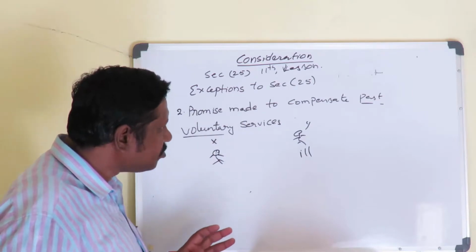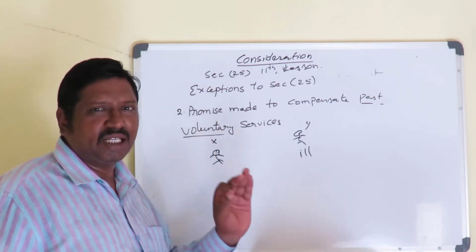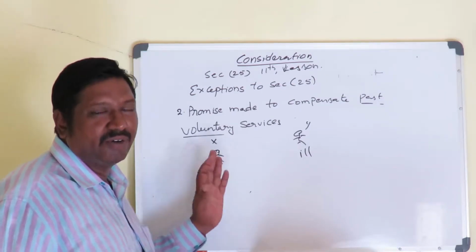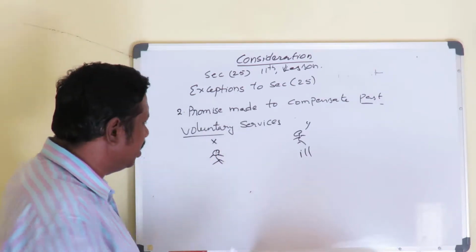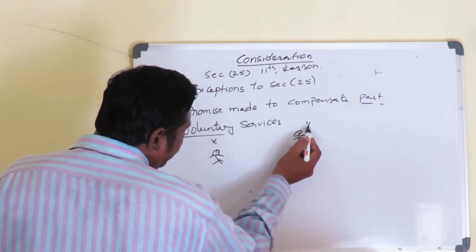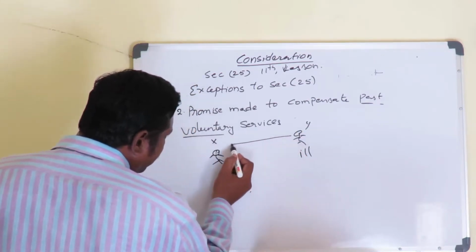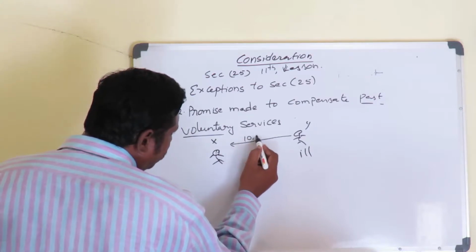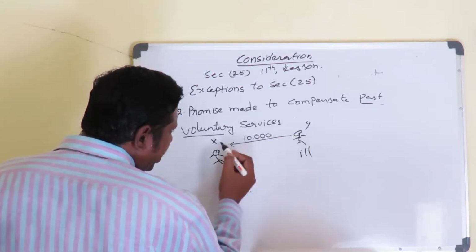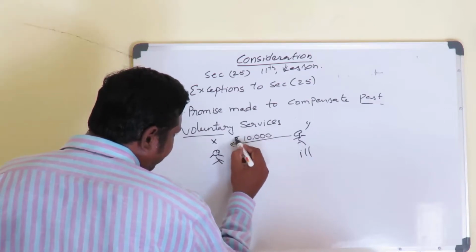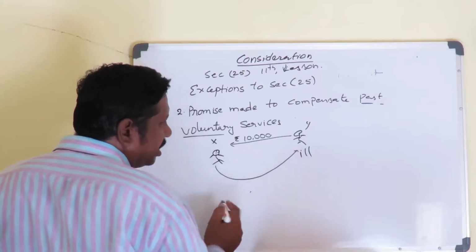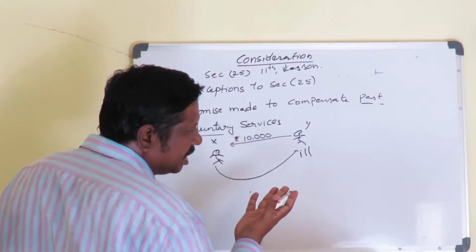Now, let me examine whether the promise made by Y to pay 10,000 rupees is valid or not. First of all, what is the promise made by Y to X? Y promised to give 10,000 rupees to Mr. X. What is the consideration from Y to X? 10,000 rupees, money. What is the consideration in turn to Mr. Y? There is no consideration.